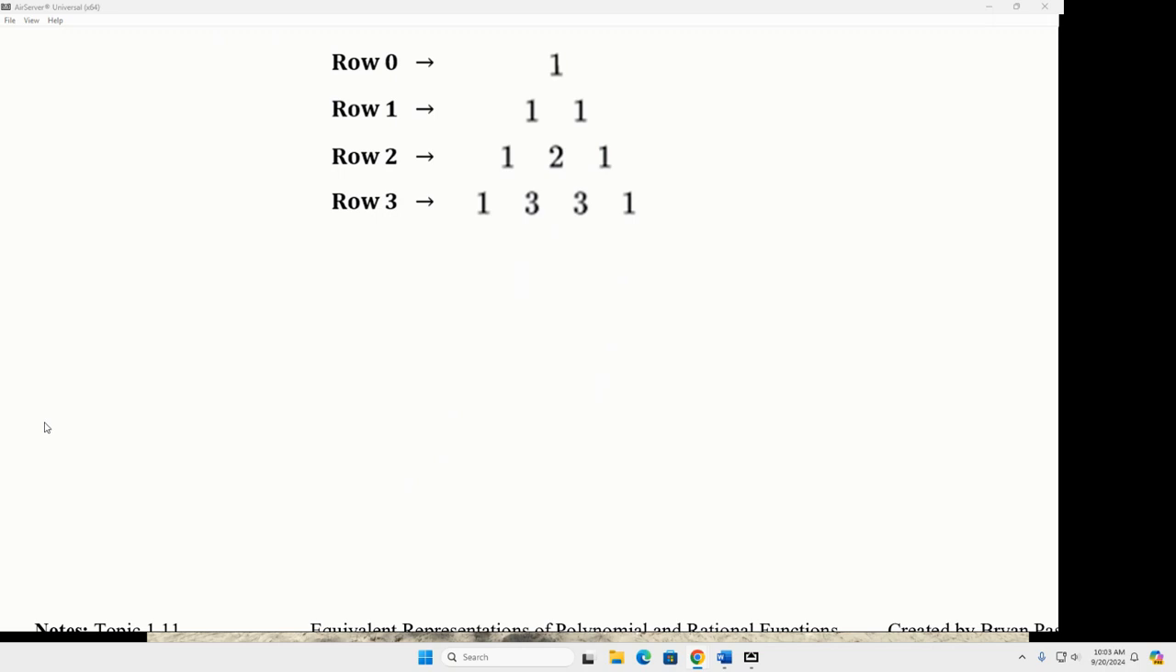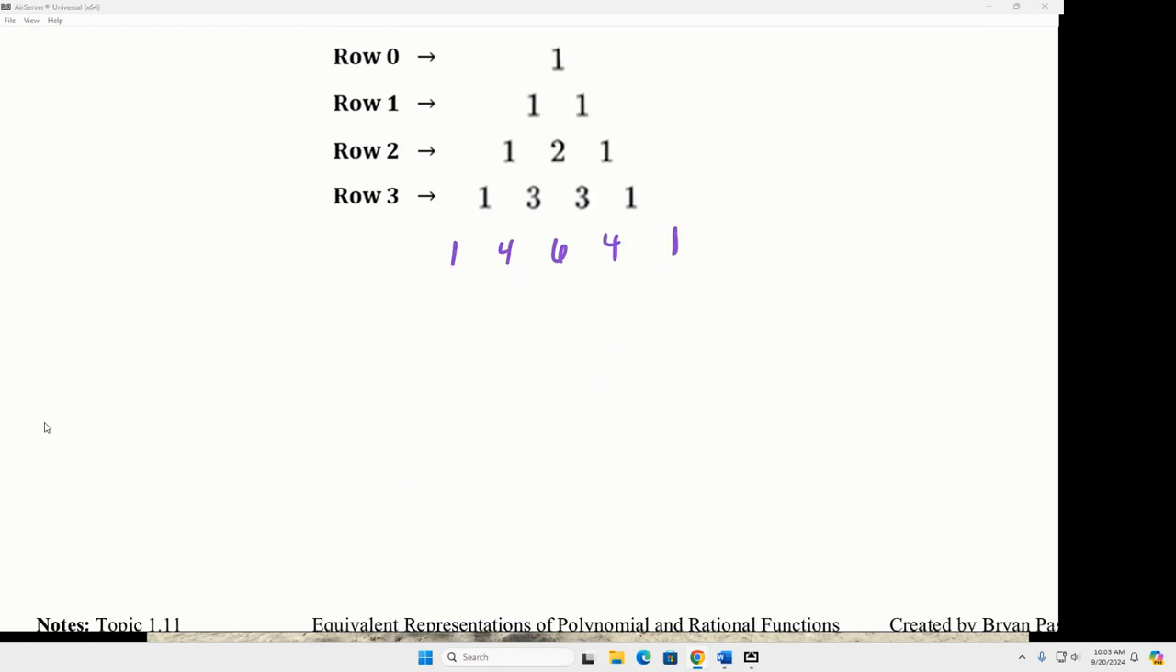All right, so row 4 is going to be 1, 4, 6, 4, 1. Row 5 is 1, 5, 10, 10, 5, 1. Do you guys see what I'm doing? I'm using the previous row, if that helps you. Does anybody see it? It's hard to explain. This is exactly what they did last period.